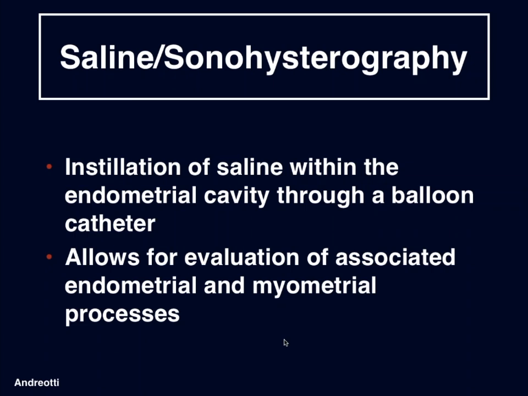Another technique we have is saline sonohysterography, which is installation of saline within the endometrial cavity through a balloon catheter, which allows for evaluation of associated endometrial and myometrial processes. The most common indication is abnormal bleeding, although other indications include suspected congenital anomalies, suspected uterine cavity synechia, further evaluation of suspected abnormalities seen on transvaginal imaging, and inadequate imaging of the endometrium on transvaginal sonography.